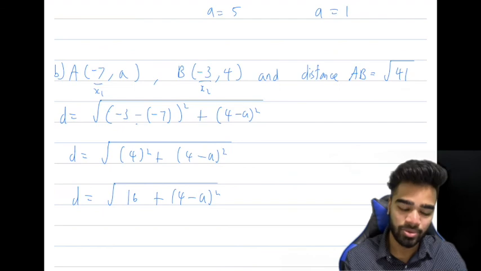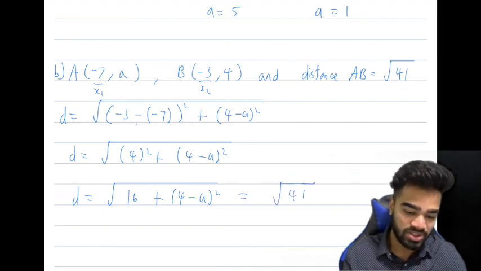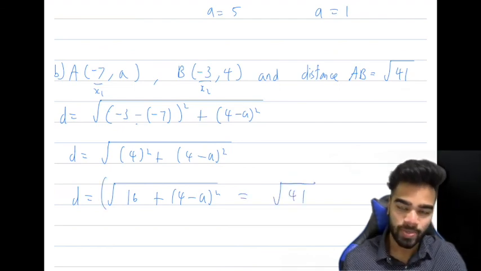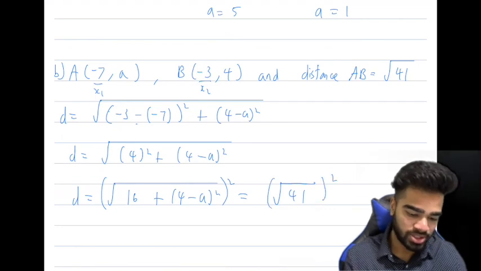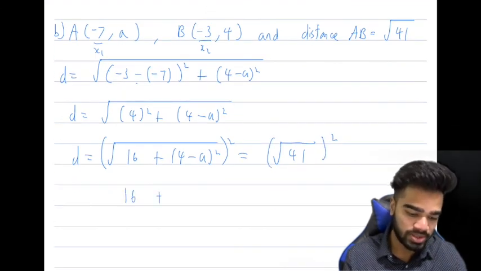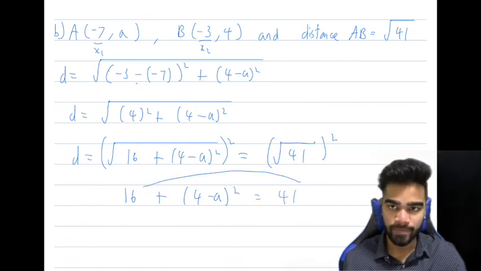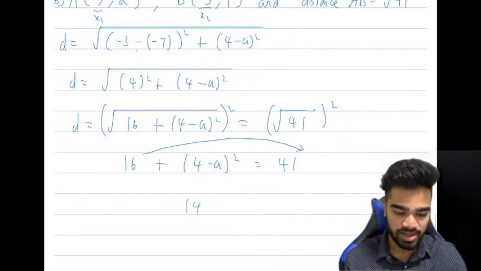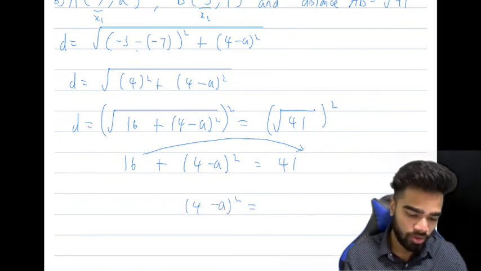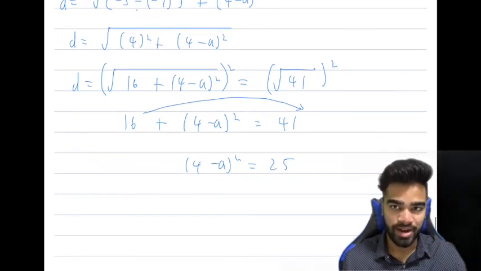So now we can worry about what the question says. This is equal to root 41. Same thing we did in the previous question, square both sides. You're left with 16 plus 4 minus a squared is equal to 41. Now you take 16 to the other side by subtracting. 4 minus a squared is equal to 25. All right, happy so far?